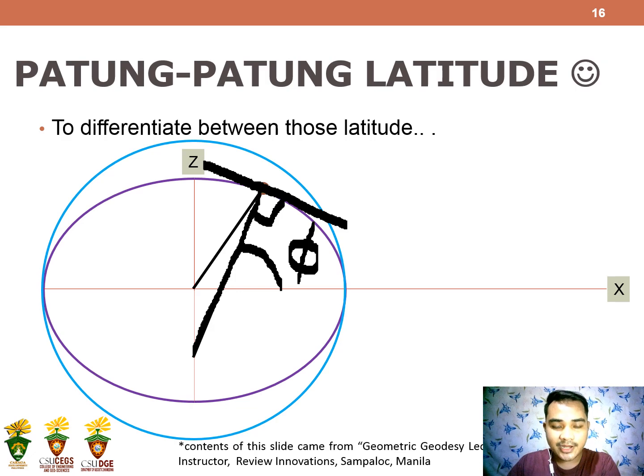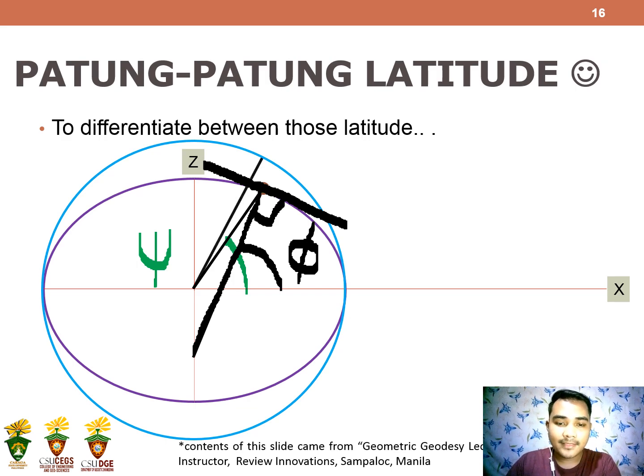Another line or another radius that is largo na sa center sa ellipse. From the point we have here radius going to the center of the ellipse. So gikan sa equator padulong diya sa radius which is directed to the center of the earth, ellipse pala rather. So kana siya nga latitude is what we called the geocentric latitude.